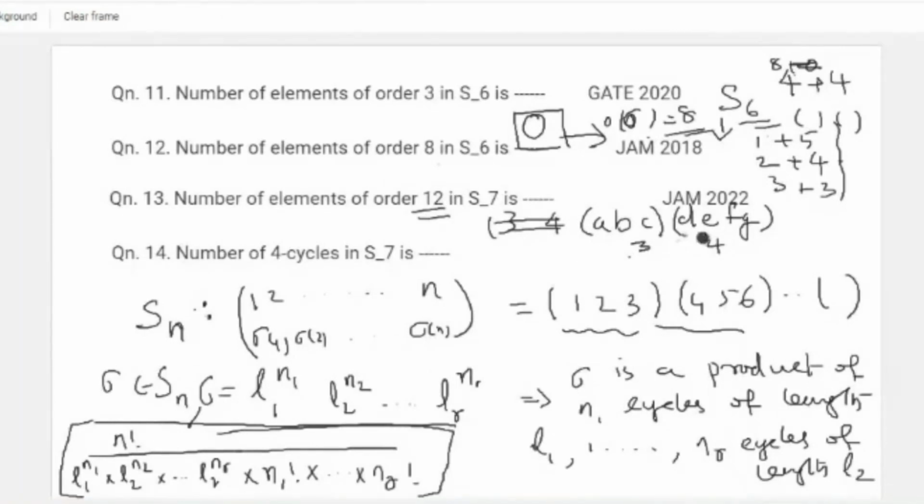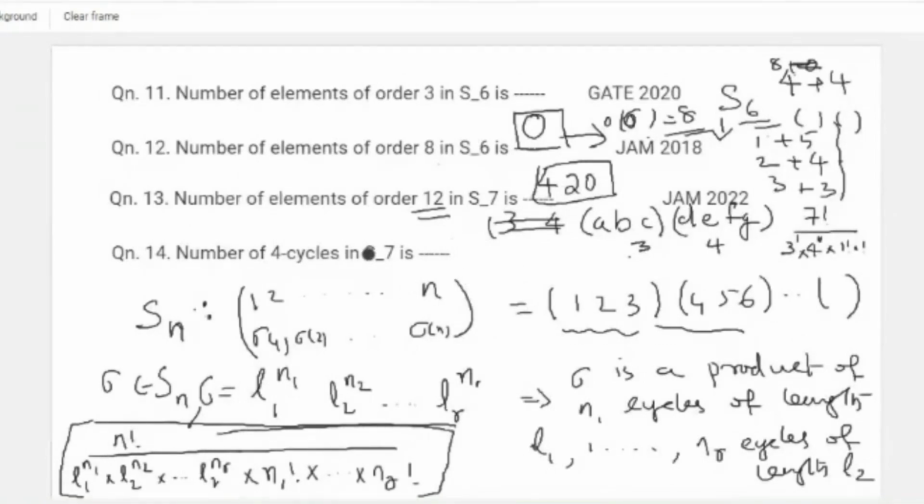So how many elements are there having this structure? That is 7 factorial divided by: cycle of length 3 occurs once, cycle of length 4 occurs once, so 3 raised to 1 into 4 raised to 1 into 1 factorial into 1 factorial. So 3 into 4 gets cancelled in 7 factorial, and you get 420. So the number of elements of order 12 is 420 in S7. This is also taken from JAM 2022, last year's JAM exam.